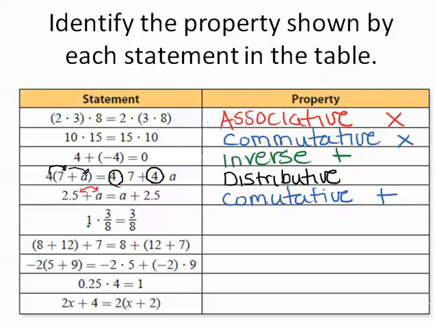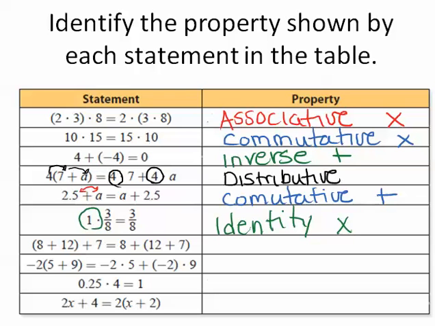Okay, so the next one is 1 times 3 over 8 equals 3 over 8. So I'm multiplying 3 over 8 by 1. Well, what do I get back when I multiply that? Oh, 3 over 8. So my identity doesn't change. And since it's an identity, multiplication identity.